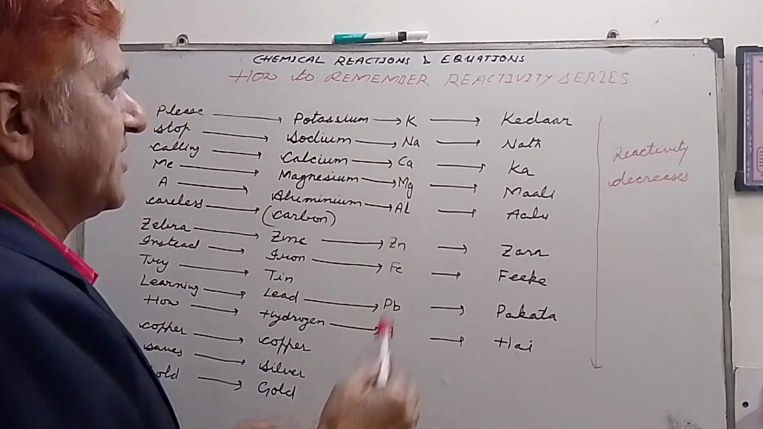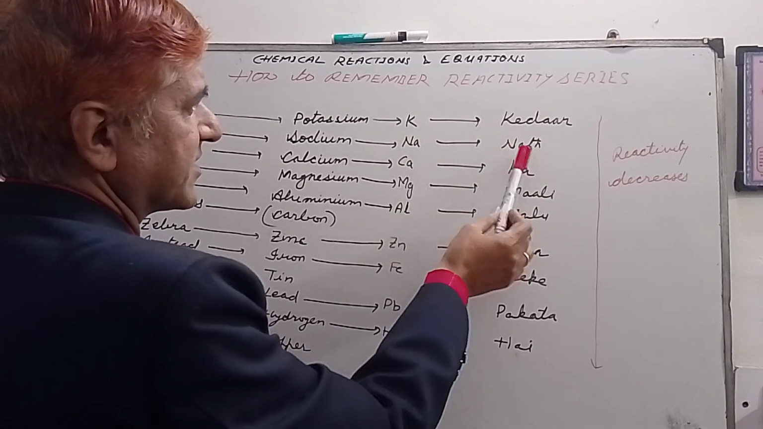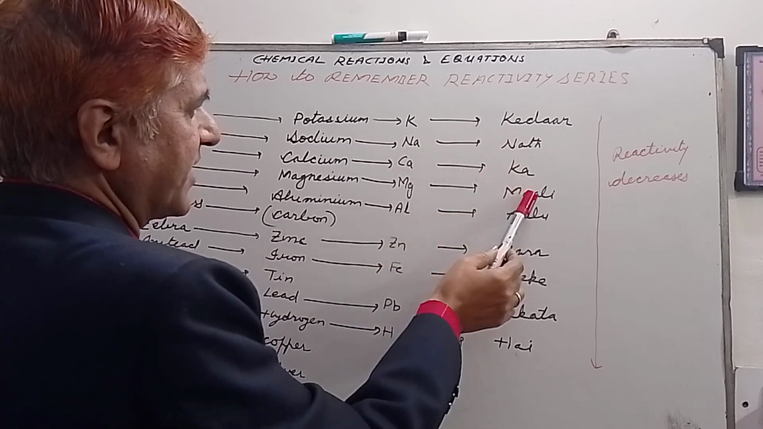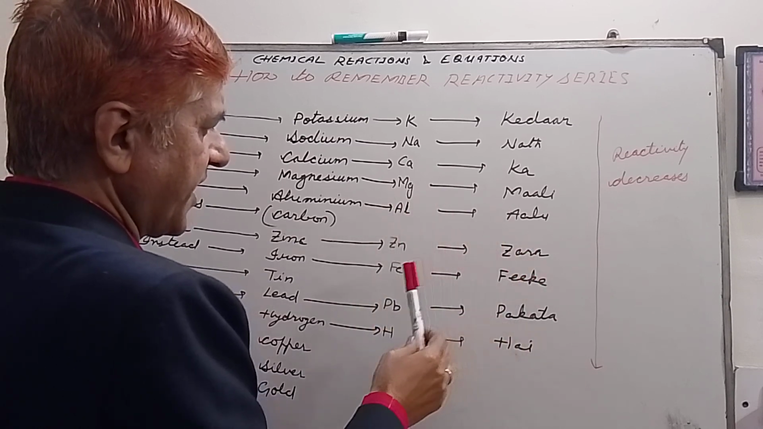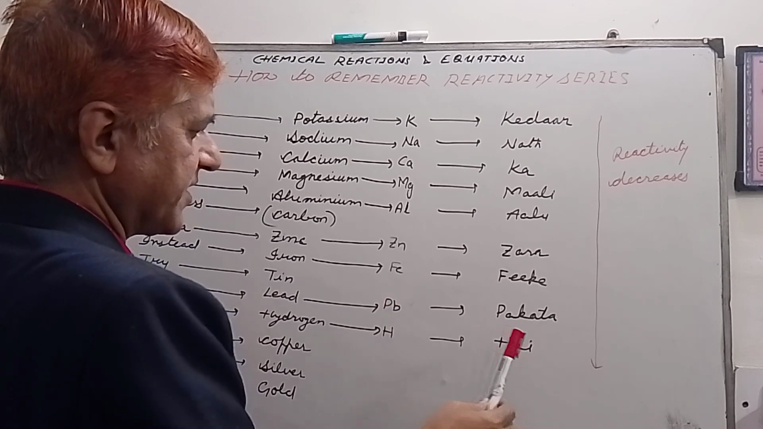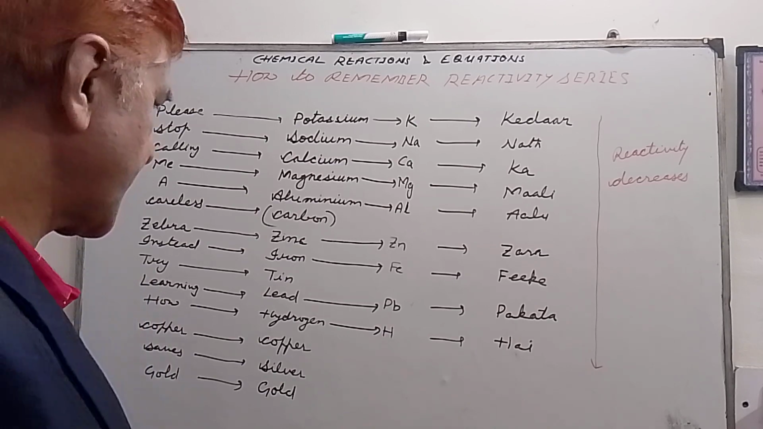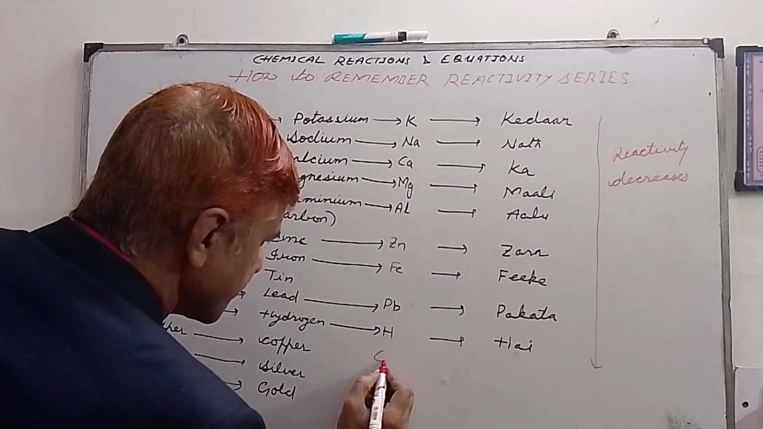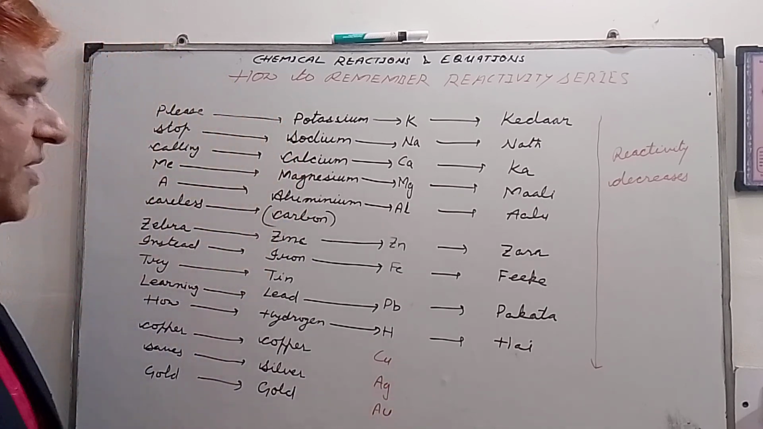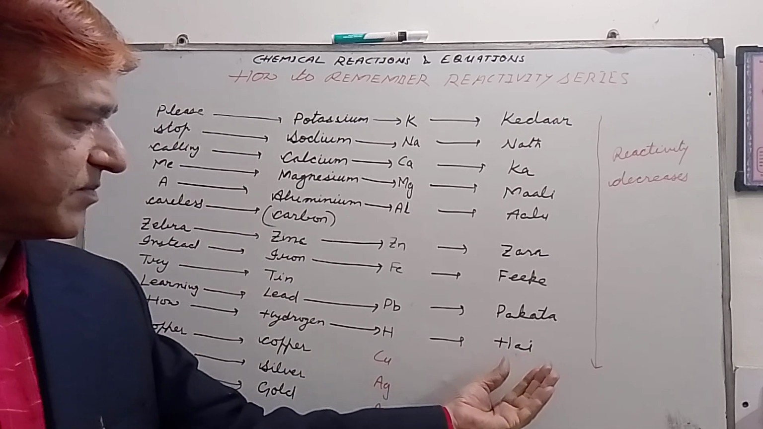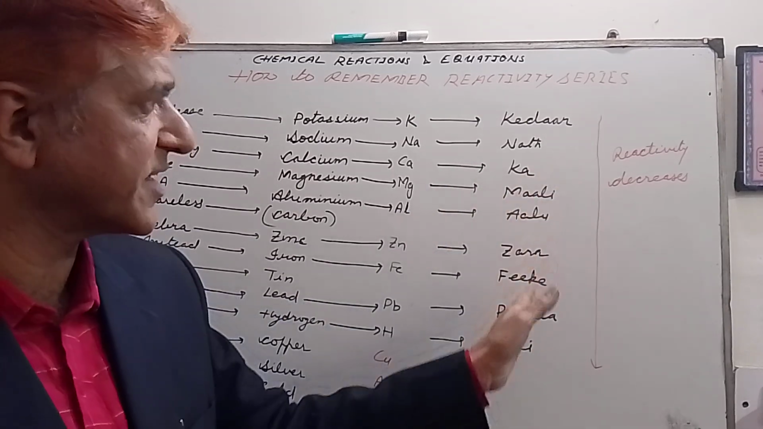So how to learn K? Potassium, Kedar; Na, Nath; Ca, Ka; Mali, magnesium; Alu, aluminium; Zara, zinc; Fike, Fe; Pakata, Pb; hai, hydrogen. And copper, silver, gold you have to remember as it is. You can write Cu for copper, Ag for silver, and Au for gold. There is no Hindi word for them in this sentence.